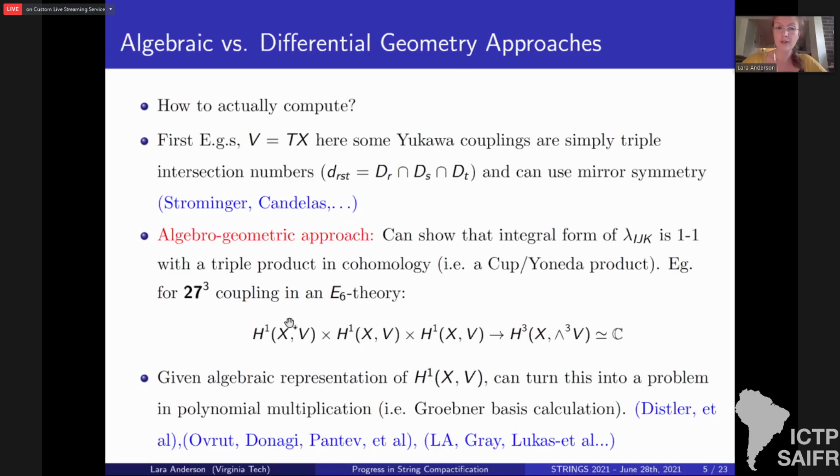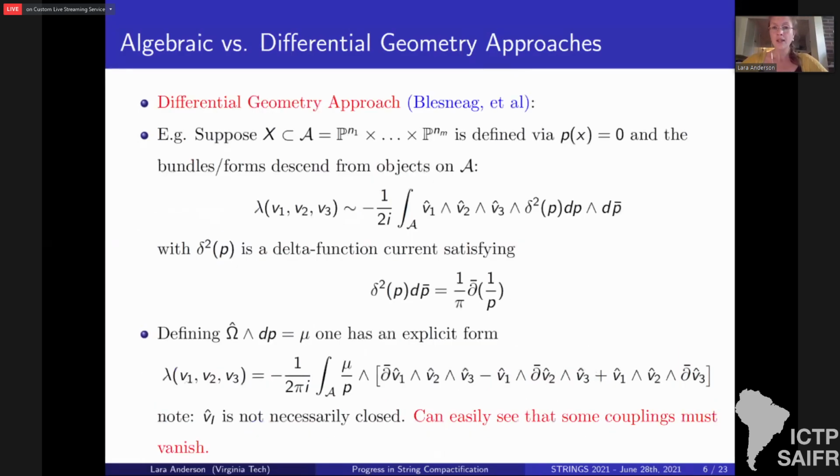And basically, there are a lot of cool tools for taking a bundle-valued cohomology group and transforming it into a problem in polynomial multiplication, i.e. Gröbner basis calculations. So this is intensive, but possible, and you can tackle various problems computationally, and people over the last 15 years have done so, including myself in various contexts. More recently, also, different groups were interested in returning to the sort of differential geometry origin of this problem.